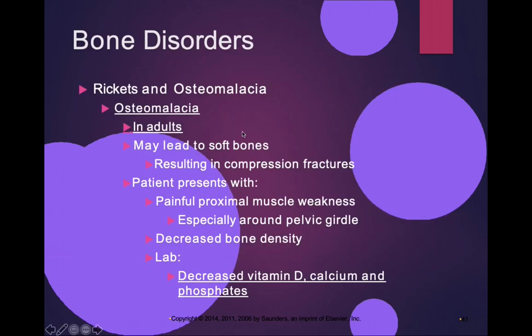Now, osteomalacia is very, very similar. This is seen in adults, and it also leads to soft bones. It can result in compression fractures. Patients present with painful proximal muscle weakness, especially around the pelvic region. But they will have decreased bone density. They're going to have decreased vitamin D levels and calcium levels and phosphate levels as well.